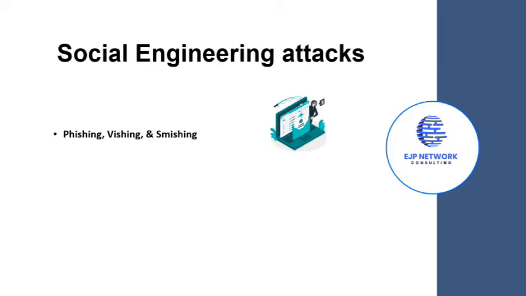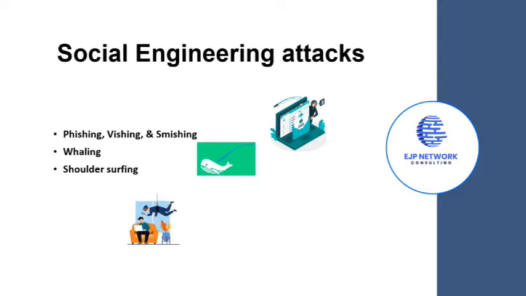Nothing will happen. Next is whaling. In this case, a criminal is targeting the C-level in terms of getting money. Next is shoulder surfing. Imagine you're in a coffee shop working and someone is behind you, and that person will be able to see whatever you are doing.